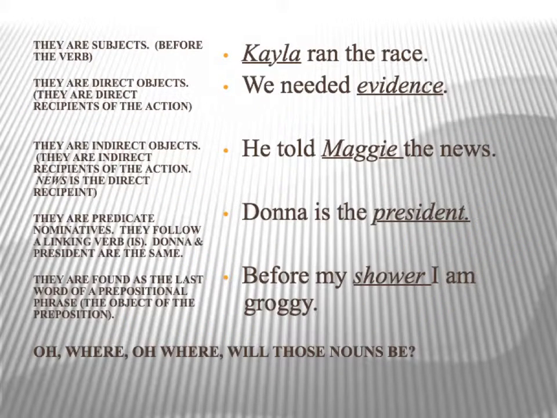So I'm not going to go into any great detail here, but there are many different ways that nouns can be used in a sentence in many different locations. So subjects typically are what people will be most familiar with. They come before the verb. Kayla is the subject of the sentence. She's the one doing the running. You can also have nouns at the end, something that receives the action. This tells us what was needed. In this case, the evidence.